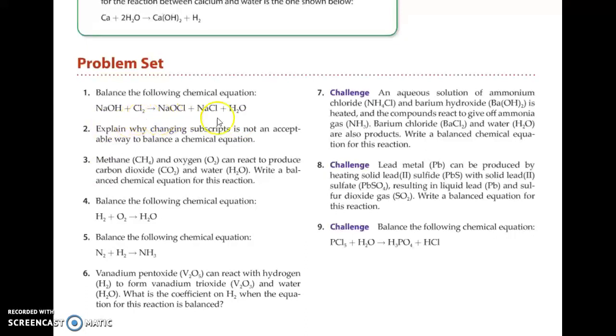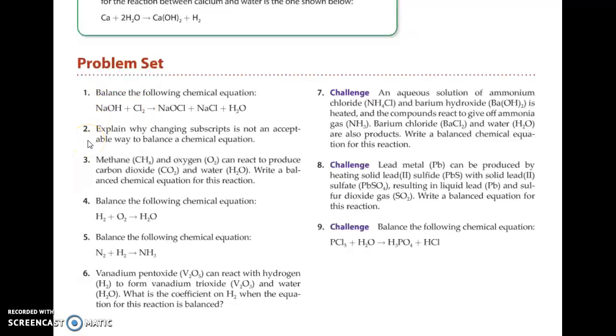So even though it might have started out looking kind of confusing, if you look, we start out with 1 Na, 1 O, 1 H. On the other side, we have 2 Na's, 2 O's, 2 H's, and 2 chlorines already on both sides. All you had to do was add a 2 in front of the very first one.